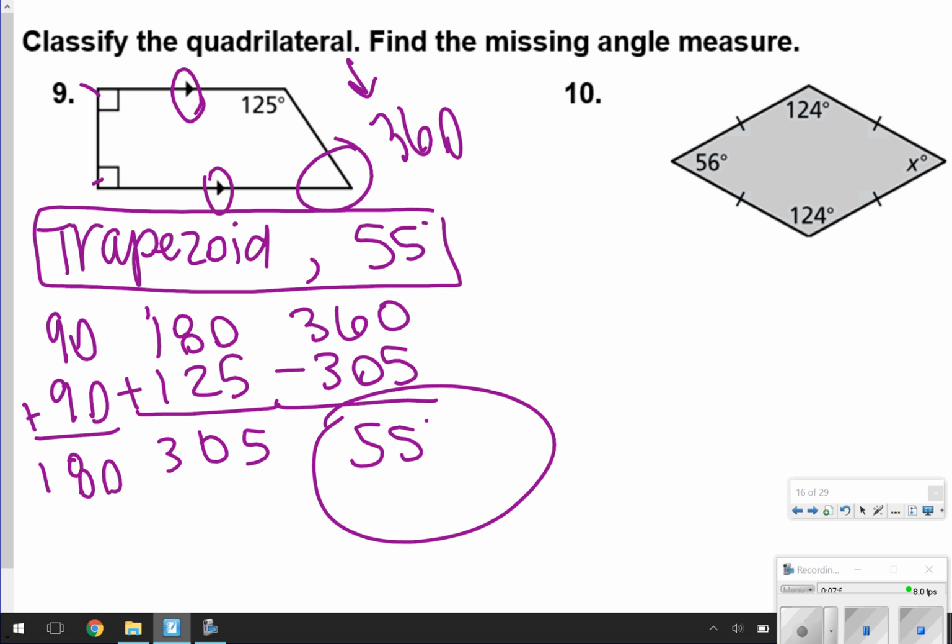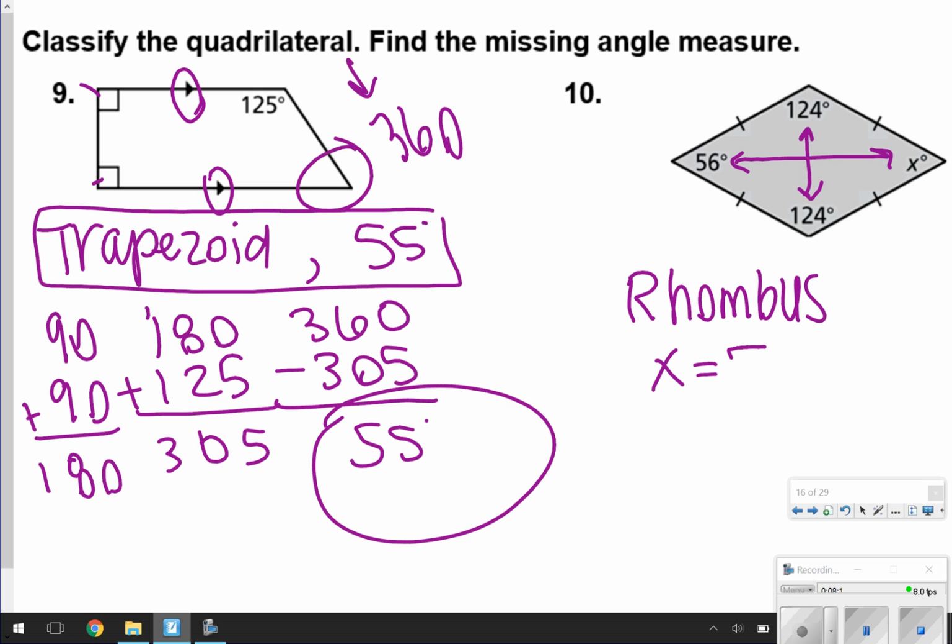Number 10 is a parallelogram. Specifically, it is called a rhombus. These are easy because if you notice, the opposite angles are equal to one another. So if 56 is across or opposite from x, x will be equal to 56 degrees.